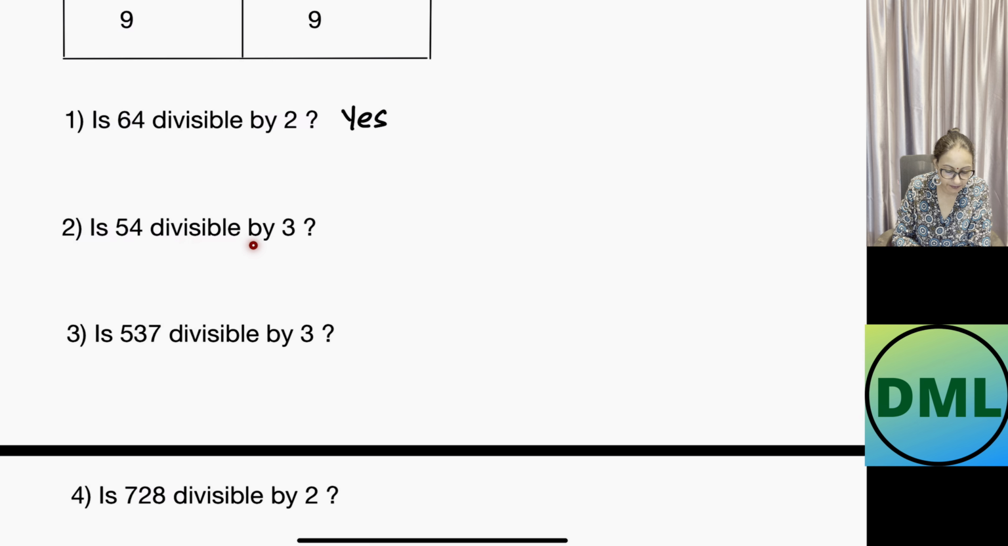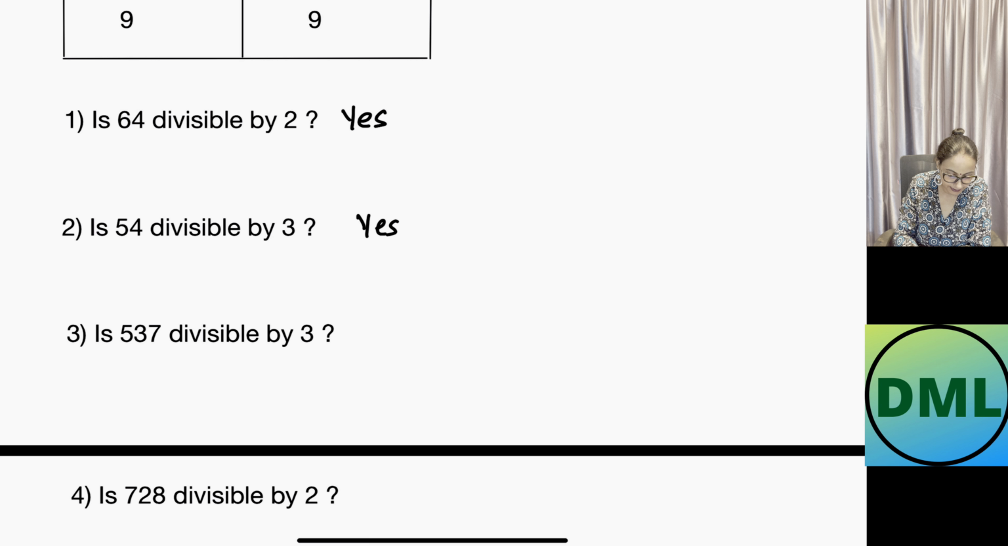Is 54 divisible by 3? What is our divisibility rule? Our divisibility rule is if you add all the digits, it should be divisible by 3. Let's add 5 plus 4. 5 plus 4 is 9. 9 is divisible by 3. That means 54 is also divisible by 3. So my answer is yes.